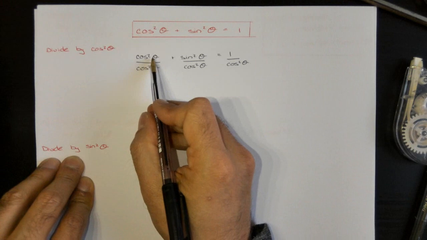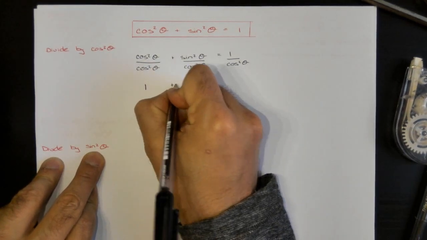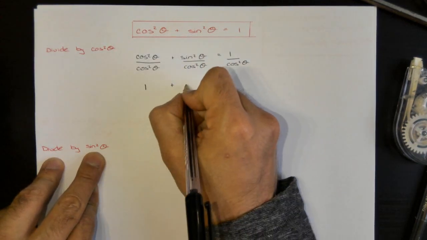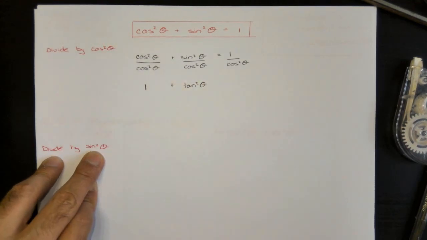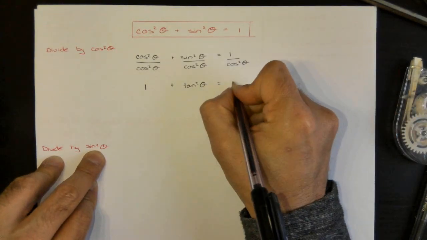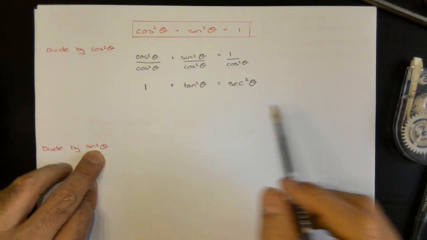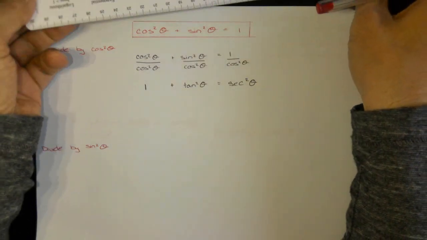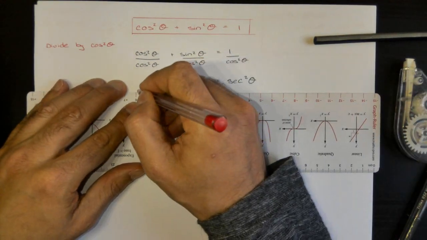Well, cos squared divided by cos squared is just 1. Sine squared over cos squared, if they're the same, that's just sine over cos, it becomes tan. And the reciprocal of cos is sec. And as they're all squared, the solution has to be squared. So the next identity that we have is sec squared theta is equal to 1 plus tan squared theta.